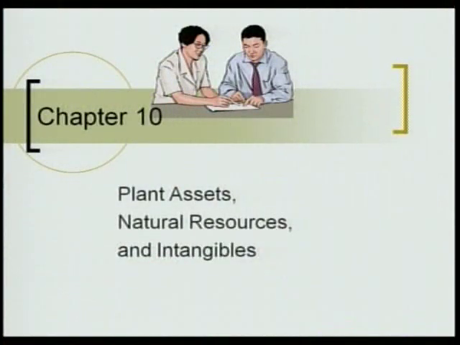I might have said that wrong. Chapter 10 is fixed assets, not receivables. Chapter 10 is plant assets, natural resources, and intangibles. It's kind of a long chapter, and again, we're just going to go through the first part, which is what will be on your test over 8, 9, and the first part of 10.